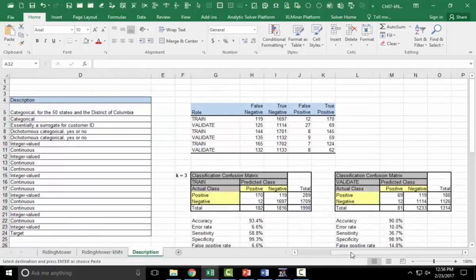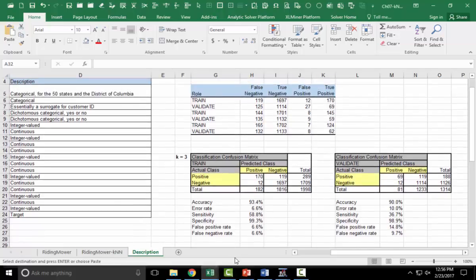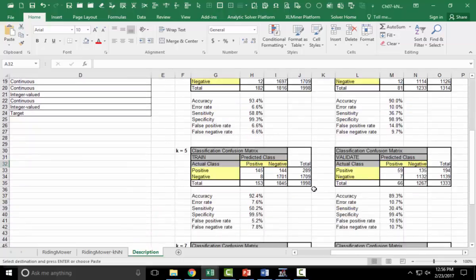Okay, I'll show you the information. These numbers may be slightly different, because the validate and the train sets are separated at random. So you may not get the same answer as what I have here.